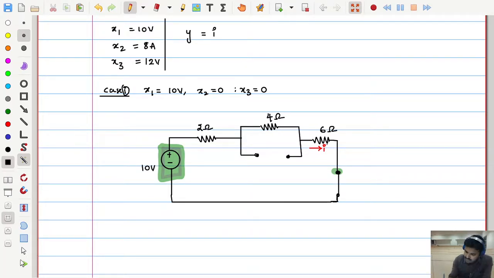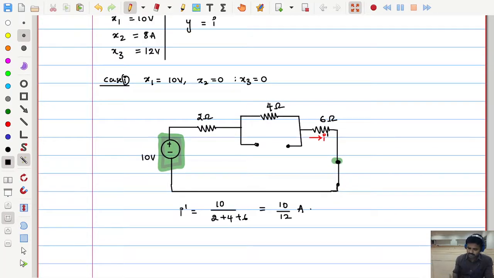Now with this, I can say this is I dash, the response as I dash. Now can we find this I? It is simple. 2, 4, 6 are connected in series, which is connected across 10 volts. So I dash is equal to 10 divided by 2 plus 4 plus 6, which is 10 divided by 12 amperes. Let us keep it as it is. So case 1 is completed in a simple way.